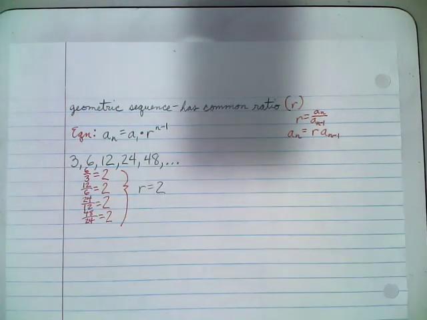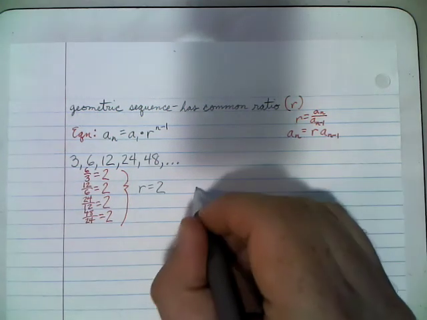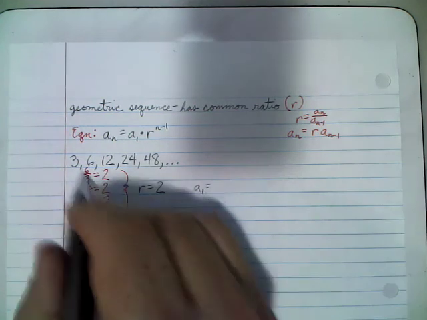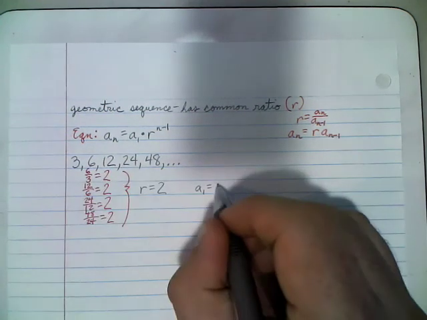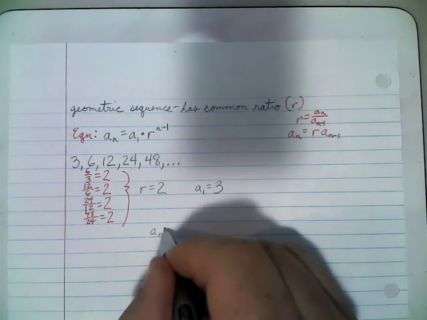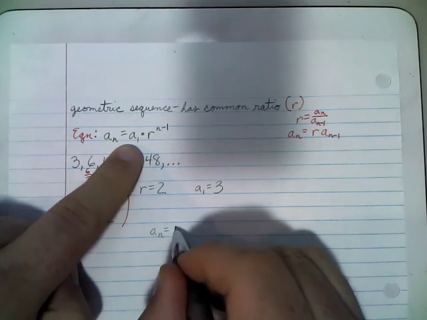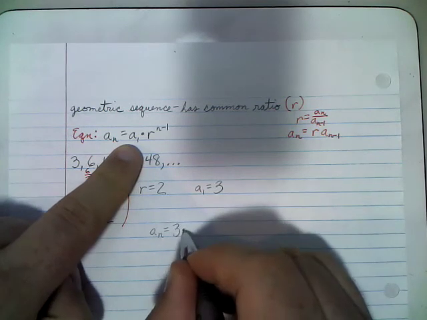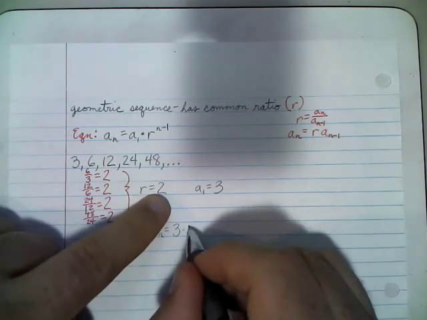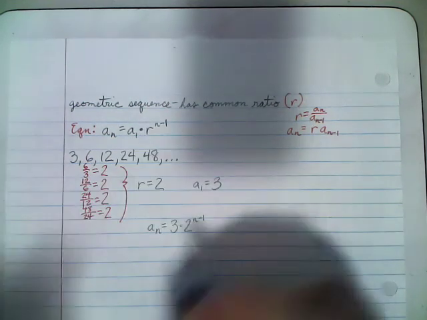So what we've discovered here is that we have a constant ratio of 2. The only other thing that I need to know in order to find the equation is the first term. Well, the first term is right there, 3. Plug it into the formula. A sub n equals a sub 1, 3, times r, our constant ratio is 2, to the power of n minus 1.